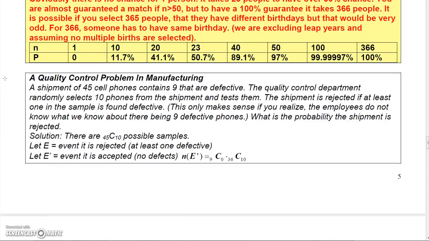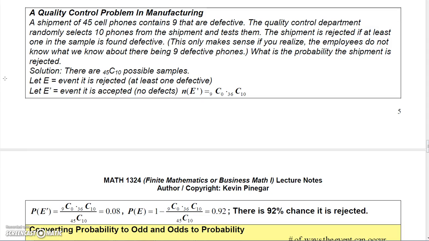Let's go ahead and go to a quality control problem in manufacturing. Let's say a shipment of 45 cell phones contains 9 that are defective. So the quality control department randomly selects 10 phones from the shipment and tests them. The shipment is rejected if at least 1 in the sample is found defective. What is the probability that the shipment is rejected?